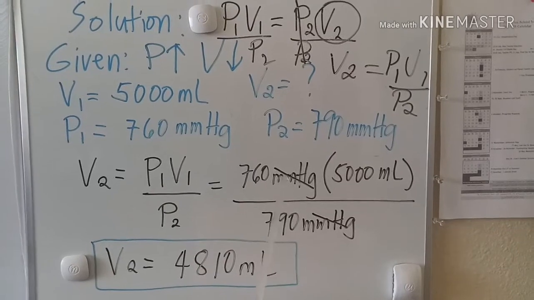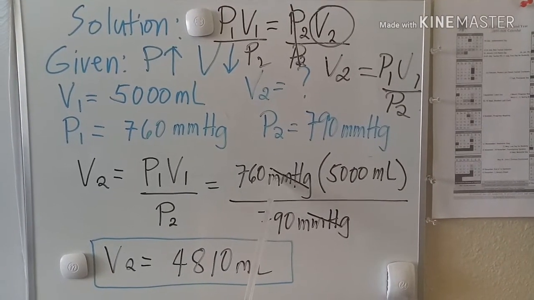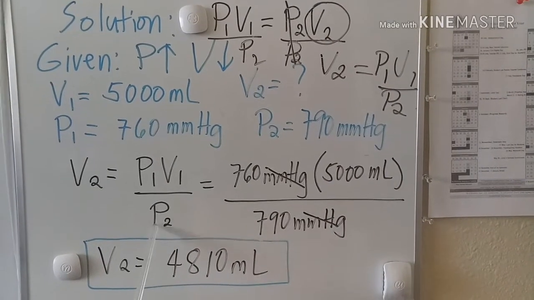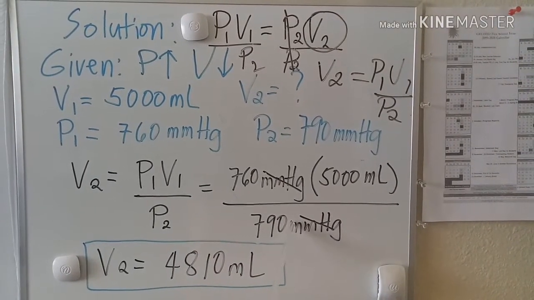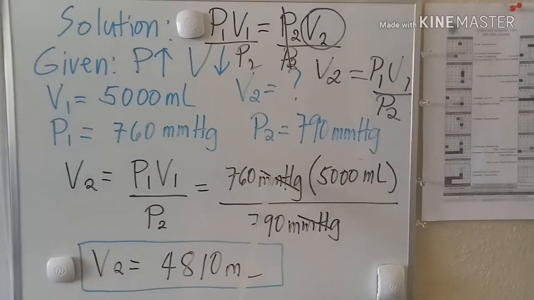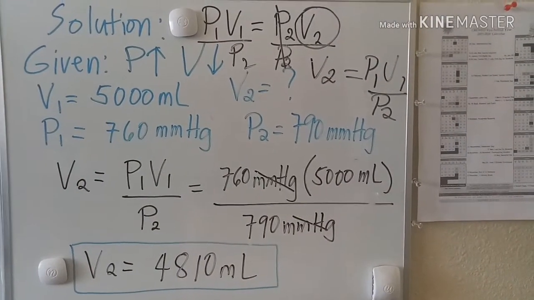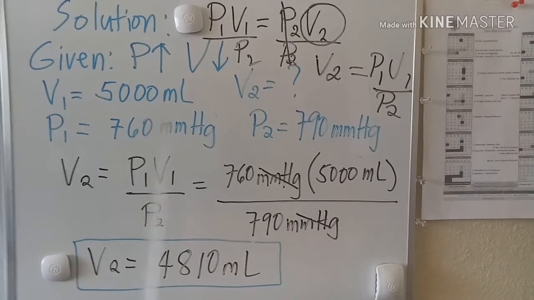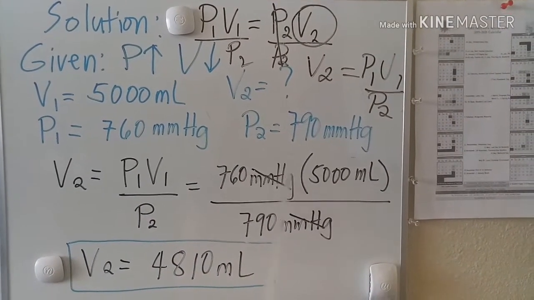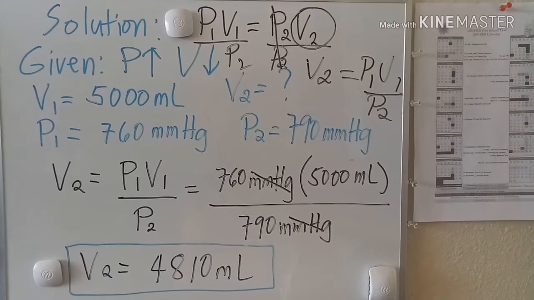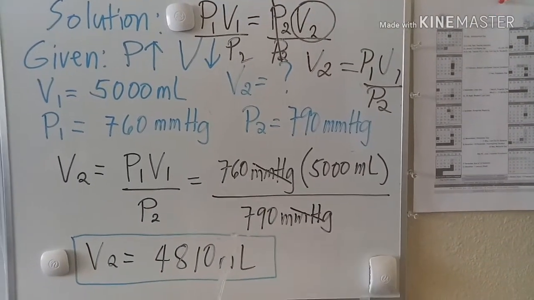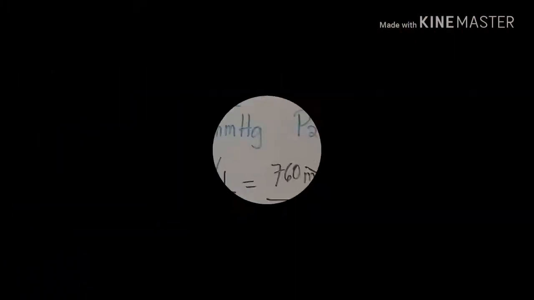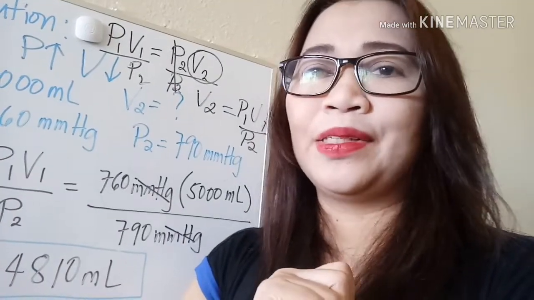So the next step is you're going to plug in the given to the formula. So P1 is 760 millimeters of mercury, and then V1 is 5,000 ml, and then P2 is 790 millimeters of mercury. So you have the same unit cancel out. The remaining unit will be ml, which is a unit of volume. So next, you're going to multiply 760 by 5,000 and then divide by 790, so you will get 4,810 ml.